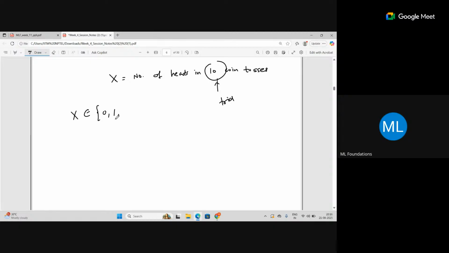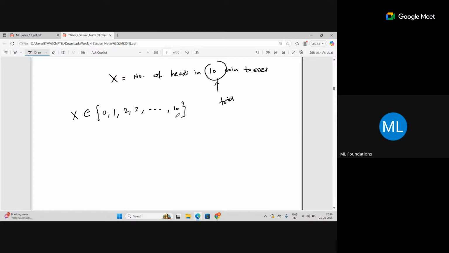It is possible that one head will occur and 9 tails will occur, right? Also it is possible that two heads will occur and 8 tails will occur, 3 heads possible, and like that. So you can have up to 10, or all 10 heads in 10 tosses. So if x represents the number of heads in 10 coin tosses, these are the values x can take. Now, I have defined a random variable, I defined the range.